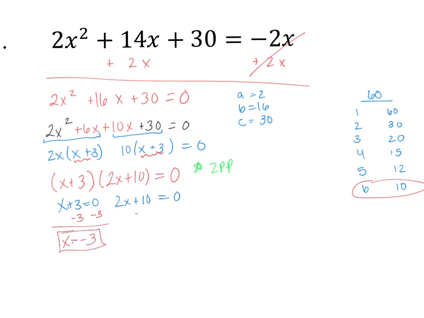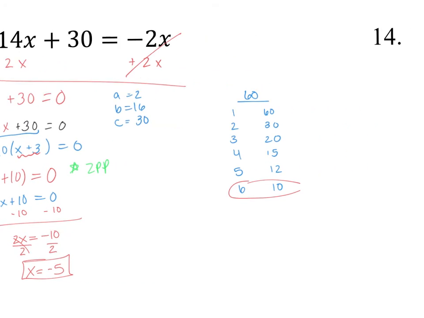On the other side, I need to subtract 10 first. So I'm subtracting 10 from both sides. I have 2x equals negative 10. Okay? And in order to get x by itself, I'm dividing by 2. So these cancel out, and negative 10 divided by 2 is a negative 5. So those are my two solutions for number 13.